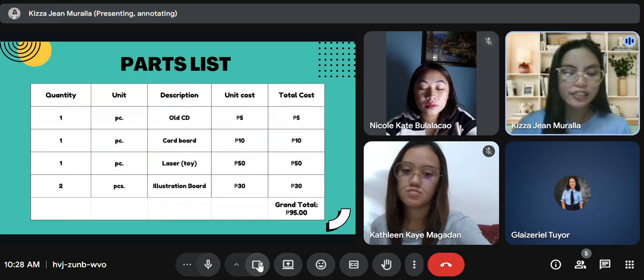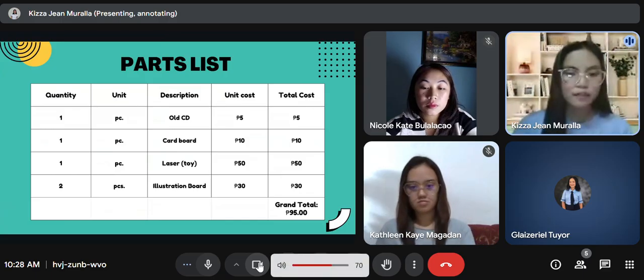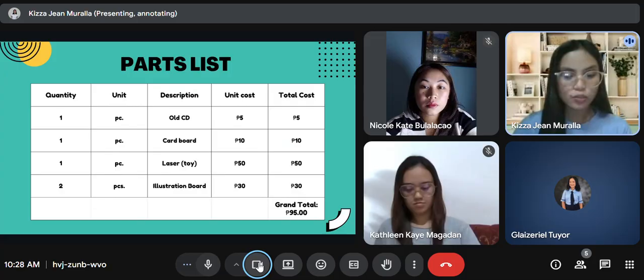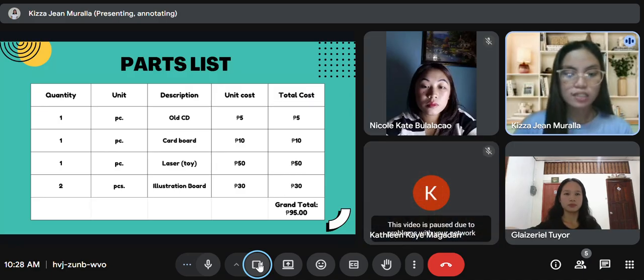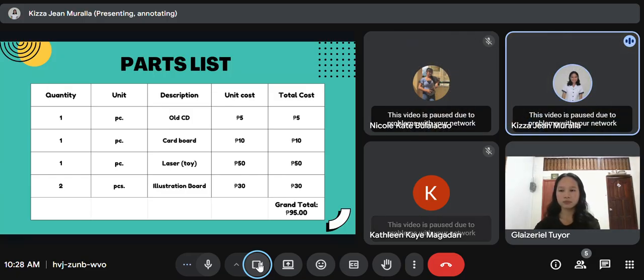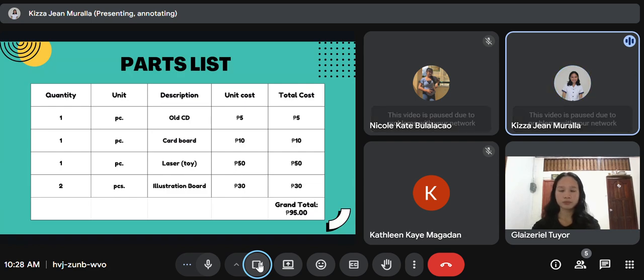For our materials, we will use, first, one old compact disc, which will cost us 5 pesos. Second, one piece of cardboard, which will cost us 10 pesos. Third, one toy laser pointer, which will cost us 50 pesos. And lastly, two pieces of illustration board for the screen and base, which will cost us 30 pesos. So our total estimated cost is only 95 pesos.